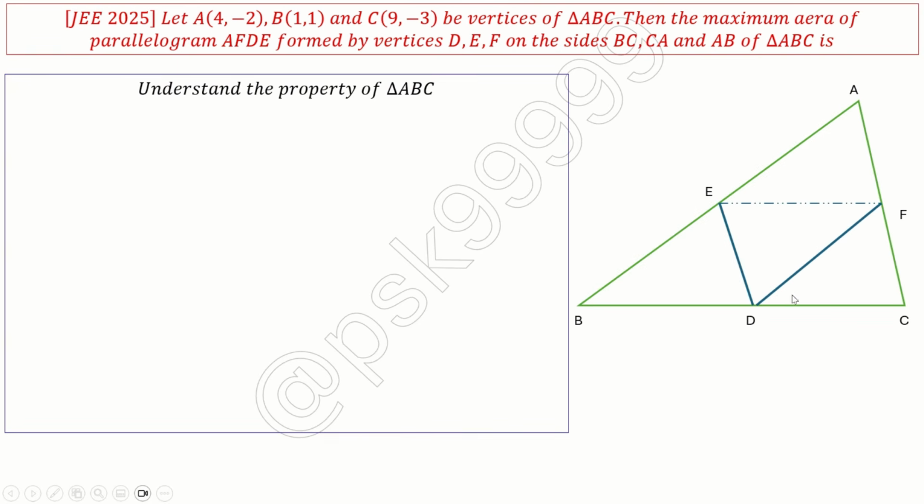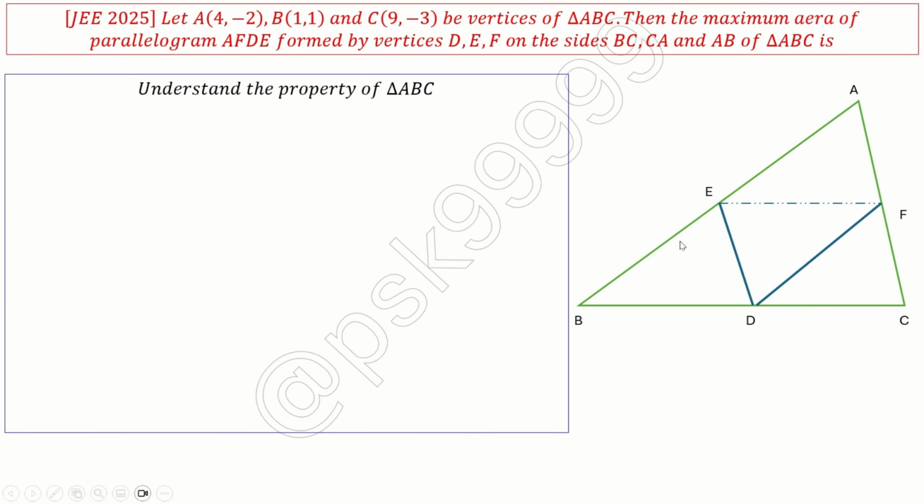This is triangle ABC and D, E, F are on BC, AB and AC respectively, like this. And we are forming a parallelogram because DF is parallel to AB and ED is parallel to AC. So this is more of a geometry problem than determinants or matrices. That is a small part actually.